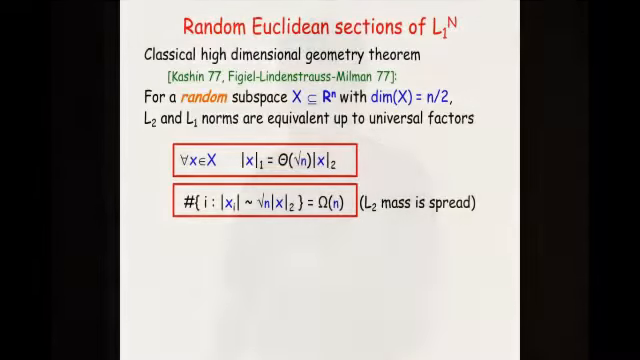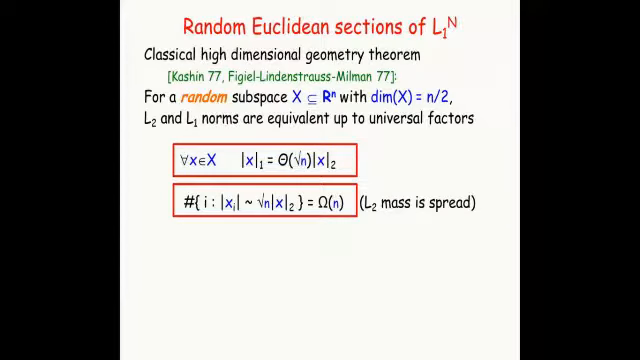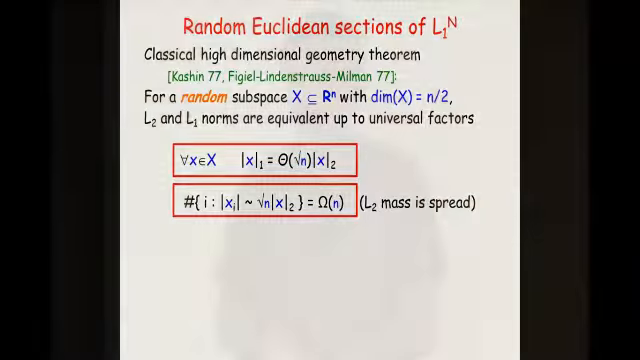Here is one interpretation which will be useful for us later, of what it means about the vector. It's not a unit vector. It will be a vector where the L2 mass is spread around, so lots of coordinates are roughly of size 1 over root n in magnitude, a linear number of them. That's what all elements in the subspace look like, all of them. So these things exist.